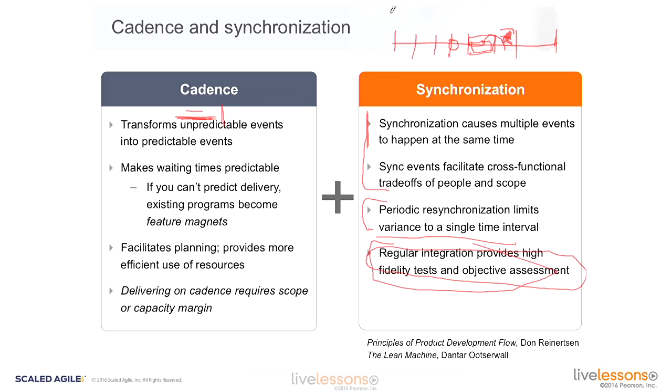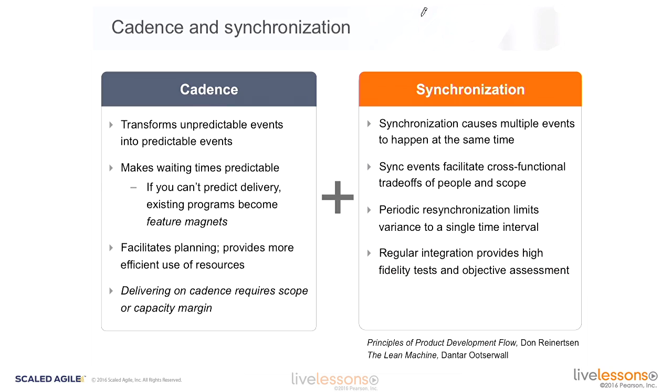What's my opportunity in the waterfall for regular objective assessment? Not much. Lots of work in process, tons and tons of WIP. Really, all it is is WIP. No actual deliverable. I only get to do that at the end. Here we have regular integration, high fidelity tests, and objective assessment.